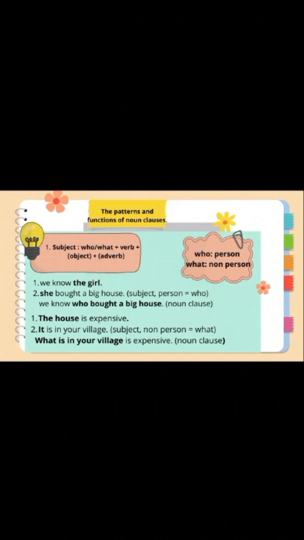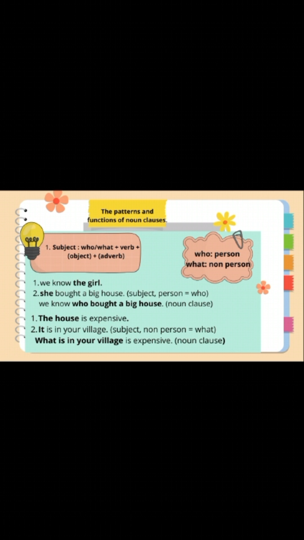The first, as a subject, we use who or what plus verb plus object plus adverb. Who for person, what for non-person. Let's see the example. The first, we know the girl. Second, she bought a big house. She here as a subject shows person, so we must use who. It will be, we know who built a big house. Who built a big house is a noun clause.